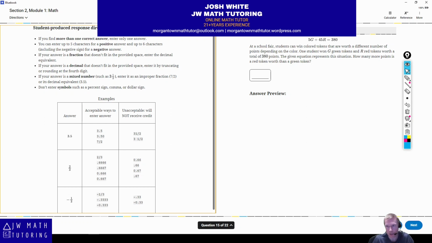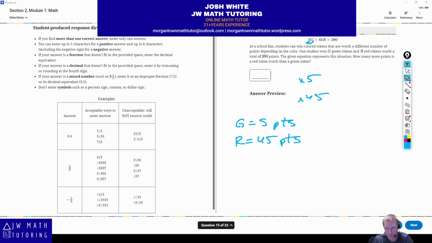So if you look at this situation, hopefully you recognize each green token is multiplied by 5, whereas each red token is multiplied by 45. So that tells us each green token is 5 points. Each red token will be 45 points. So how much more is a red worth than a green? Well, it's just 45 minus 5, just 40 points. So we just grid in 40. That's it. That's the answer. Nothing else to do on this problem.